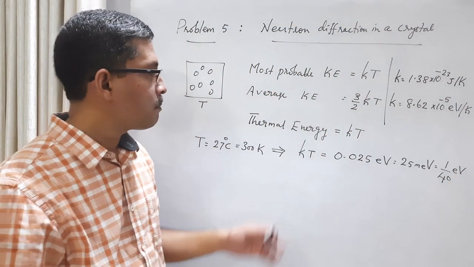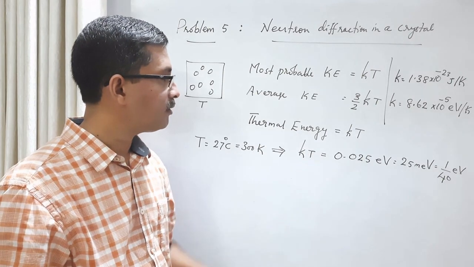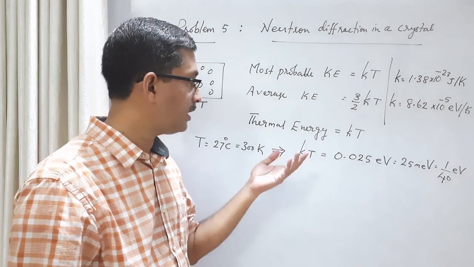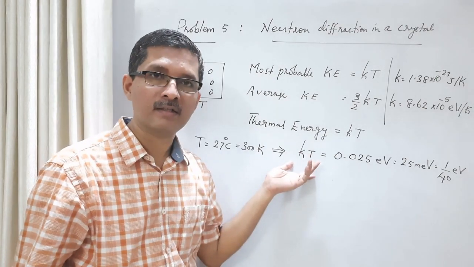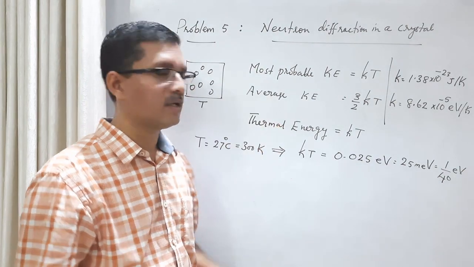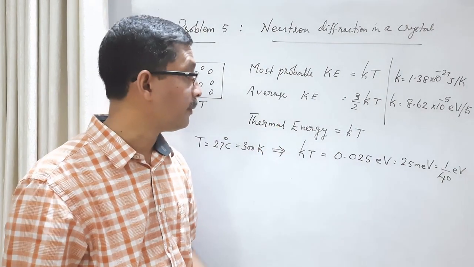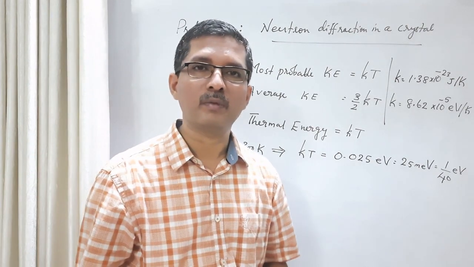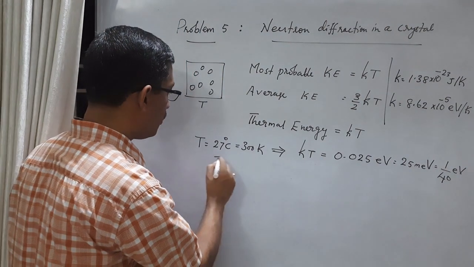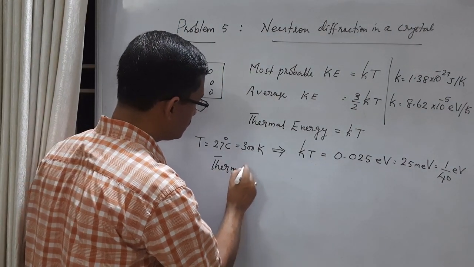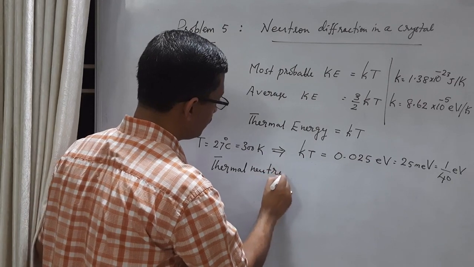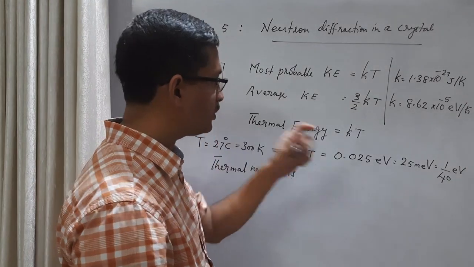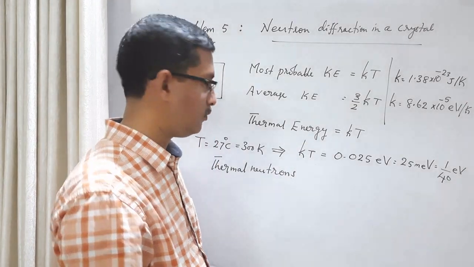That is the kinetic energy of a beam of particles which are in thermal equilibrium at room temperature. This is the most probable kinetic energy, or another word we use is thermal energy, of a beam of particles in thermal equilibrium at room temperature. Now, a collection of neutrons in thermal equilibrium at room temperature are usually called thermal neutrons. Thermal neutrons have a most probable energy of 0.025 electron volt.